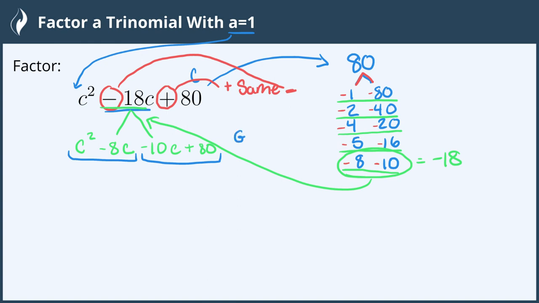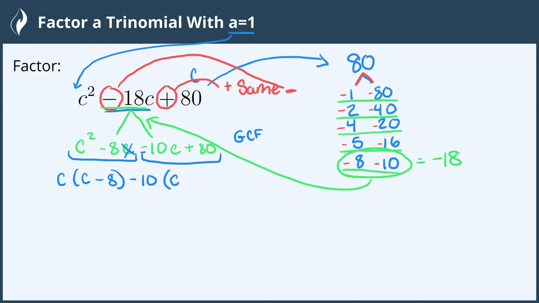Now we look for the greatest common factor in the first two terms, which is c. And we divide it out, which leaves us inside the parentheses c squared divided by c is c, and negative 8c divided by c is minus 8. Now the next two, negative 10c plus 80, we have a common factor of 10. And because I have a negative here, let's go ahead and pull the negative out as well. So we have negative 10 being factored out of both of those. The reason being is that when I take negative 10c divided by negative 10, I'm left with a positive c, and that's easier to work with.